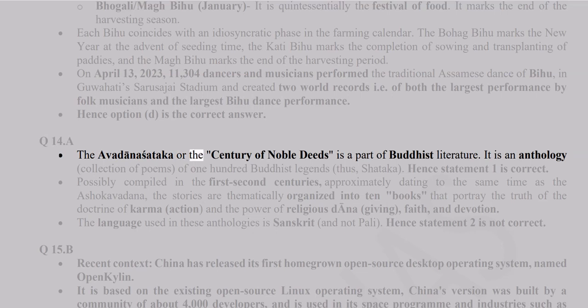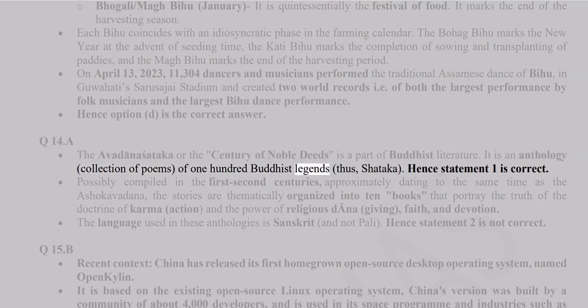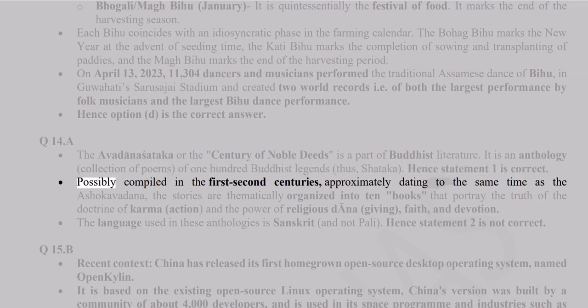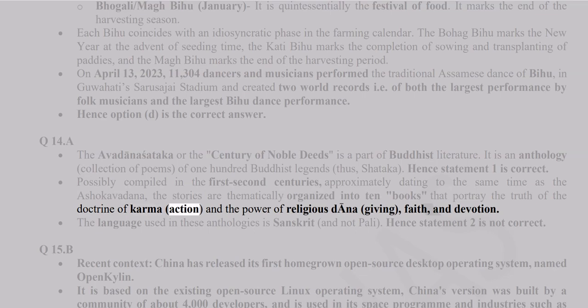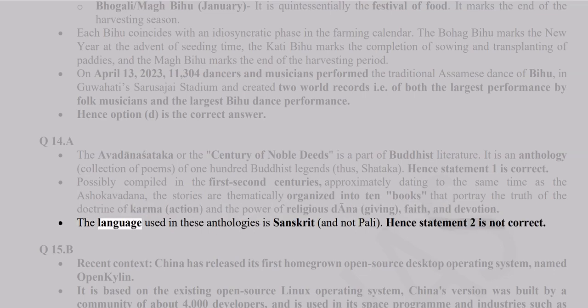Q14. A. The Avadanashataka, or the Century of Noble Deeds, is a part of Buddhist literature. It is an anthology, a collection of poems, of 100 Buddhist legends, thus, Shataka. Hence statement 1 is correct. Possibly compiled in the 1st-2nd centuries, approximately dating to the same time as the Ashokavadana, the stories are thematically organized into 10 books that portray the truth of the doctrine of karma, action, and the power of religious devotion giving faith. The language used in these anthologies is Sanskrit, and not Pali. Hence statement 2 is not correct.